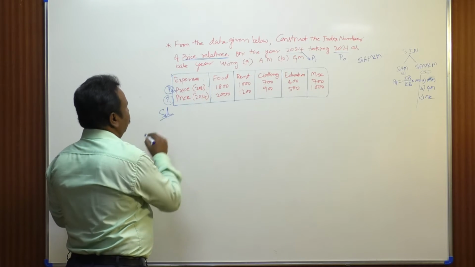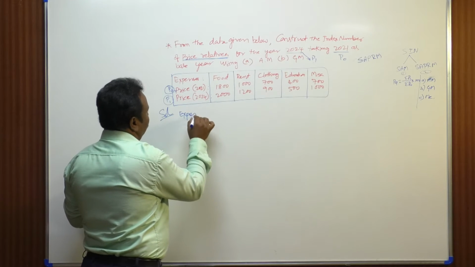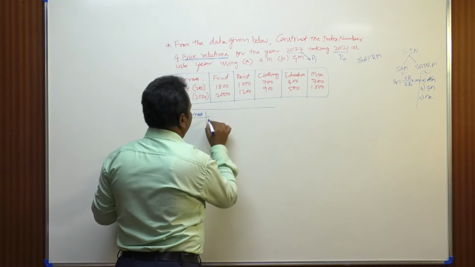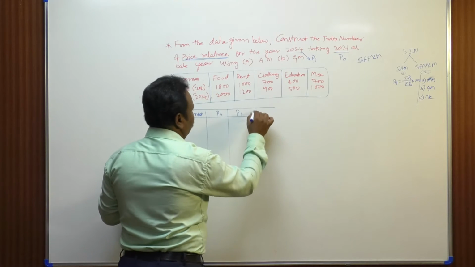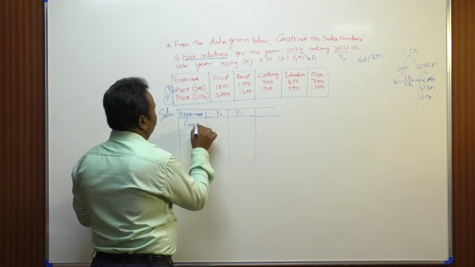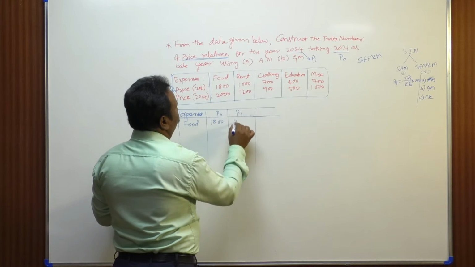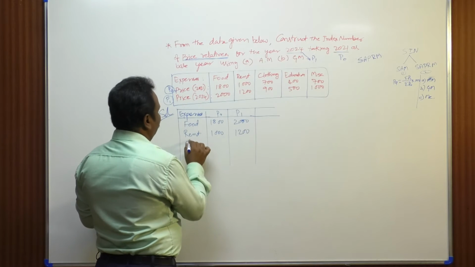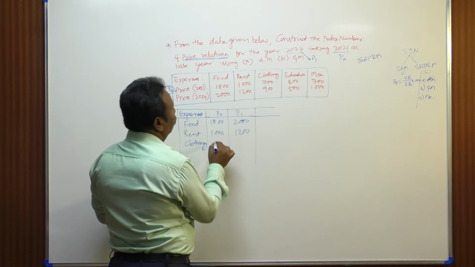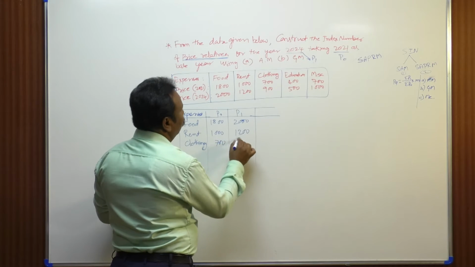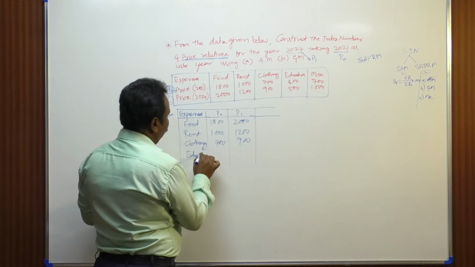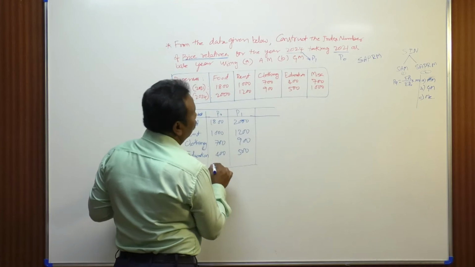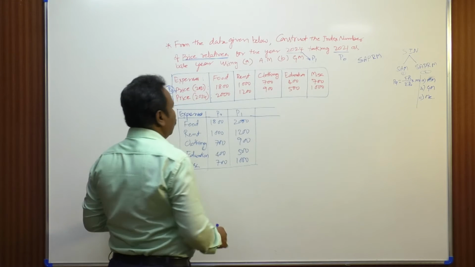So in the solution, the expenses for the various items are given, take P0 and P1. For food 1800, 2000, for rent 1000 to 1200, for clothing 700 to 900, for education 400 to 500, other miscellaneous expenses 700 to 1000. So this is the data given.